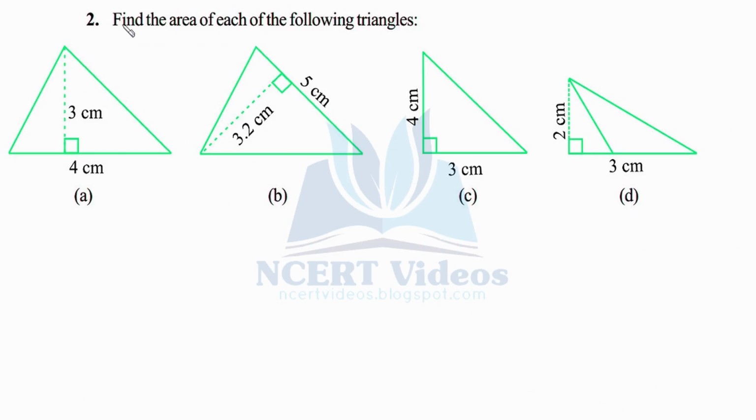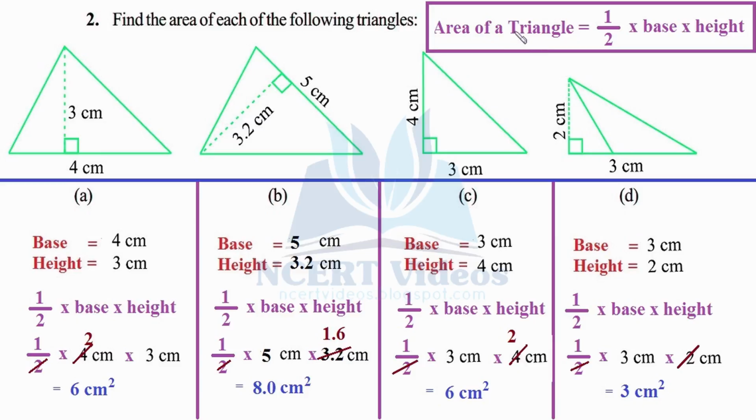Question second. Find the area of each of the following triangles. This time we have triangles and we have to find their areas. In this chapter you have learnt that area of triangle equals half into base into height. Why half? Because from parallelogram we know that area of parallelogram is base into height, and when we half it we get the area of triangle. This is because triangle is obtained from parallelogram that you have already learnt in this chapter.